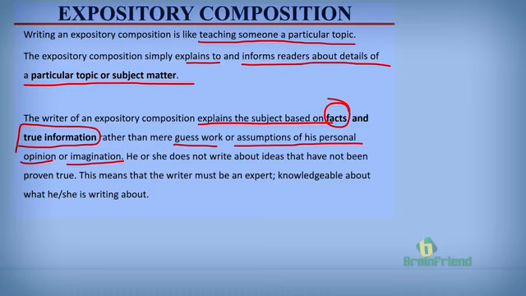So, in essence, what I'm trying to say is that writing an expository composition has to do with writing based on facts which we as the writers must have discovered by ourselves and are true, or facts that have existed or have been in existence over time. He or she does not write about ideas that have not been proven true.